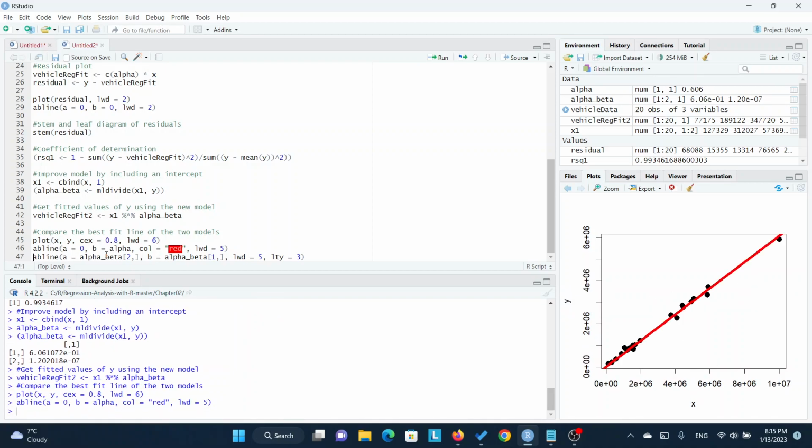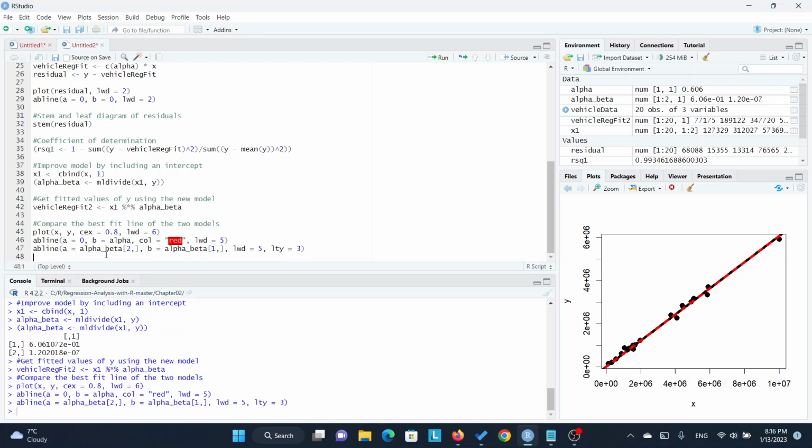So that's the line without the intercept. Now let's plot the line with the intercept. As you can see, the line without the intercept is the red line, and the line with the intercept is the dotted black line there. Even with the intercept added, we don't see much improvement to our least squares regression model.